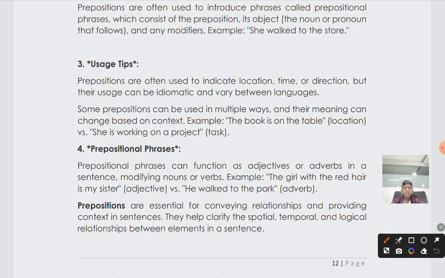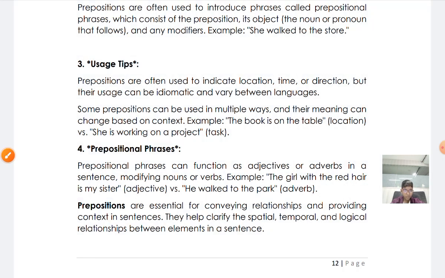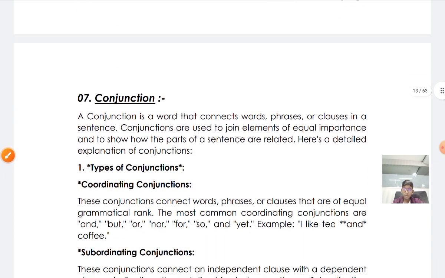Prepositions are essential for conveying relationships and providing context in a sentence. They help clarify the spatial, temporal, and logical relationship between elements in a sentence. So next we are going to look at the conjunction.